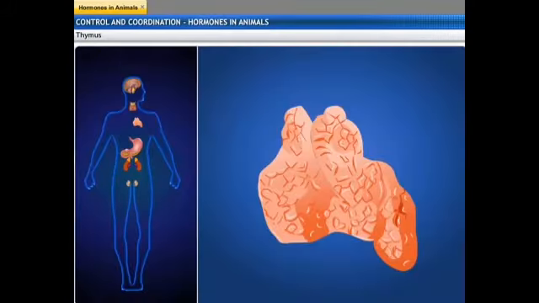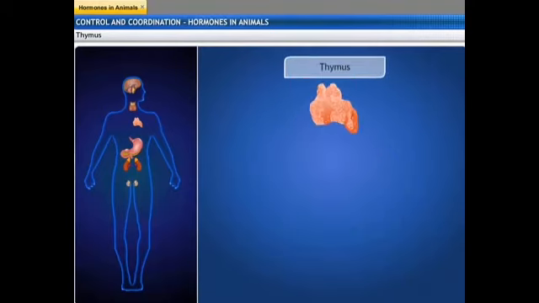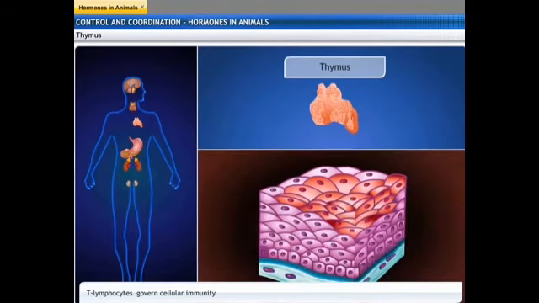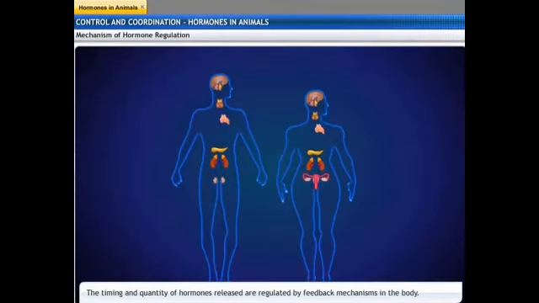Next one is the thymus gland. Well, it also releases its own typical hormone. It produces a type of white blood cells known as T lymphocytes. Well, they help and they govern the cellular immunity, that is acting as the soldiers of the body. They, together with the WBCs, basically protect the body from various external agents, that is foreign substances. It increases the cell growth.